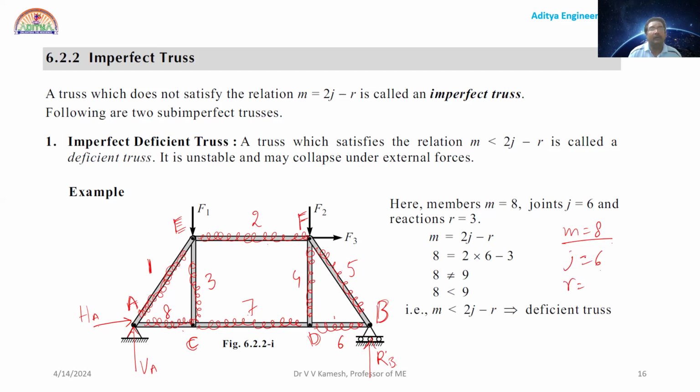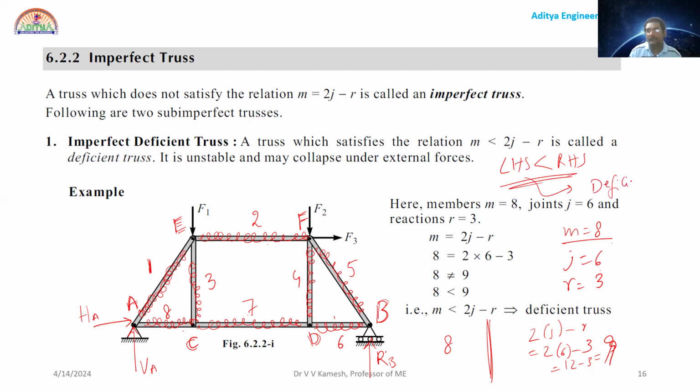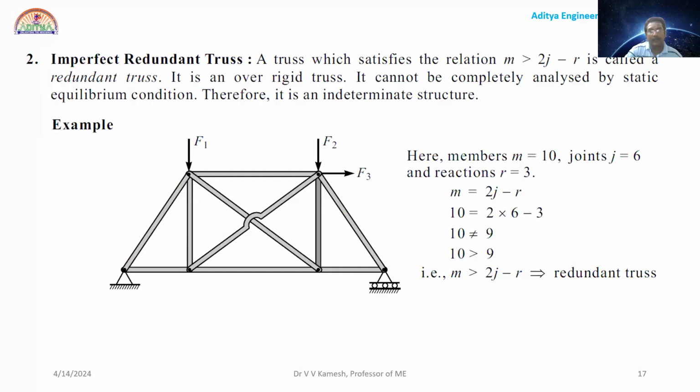As usual, the reactions are 3. So LHS is 8. What about the RHS? 2J minus R. So 2 into 6 minus 3 is 12 minus 3, which is 9. Now what happened? LHS is less than RHS. So it is lacking something. So it is deficient. So this is one type, an imperfect deficient truss.